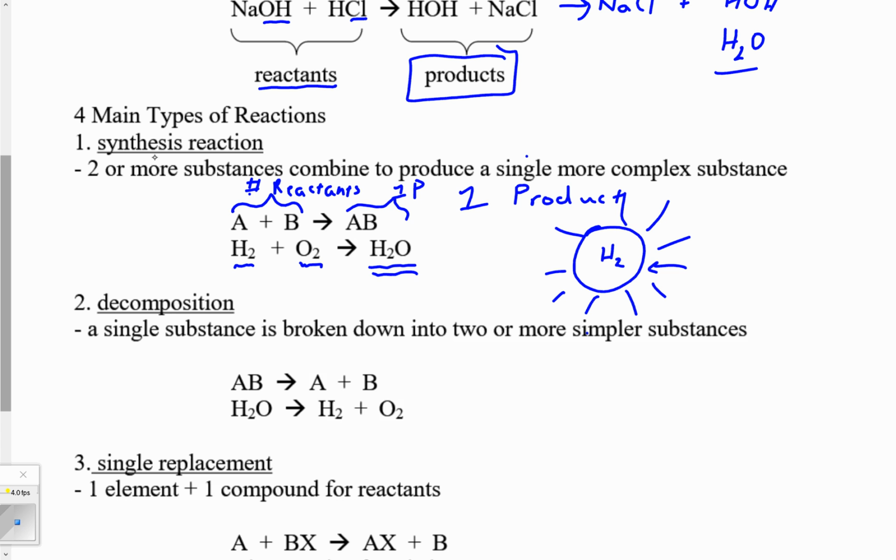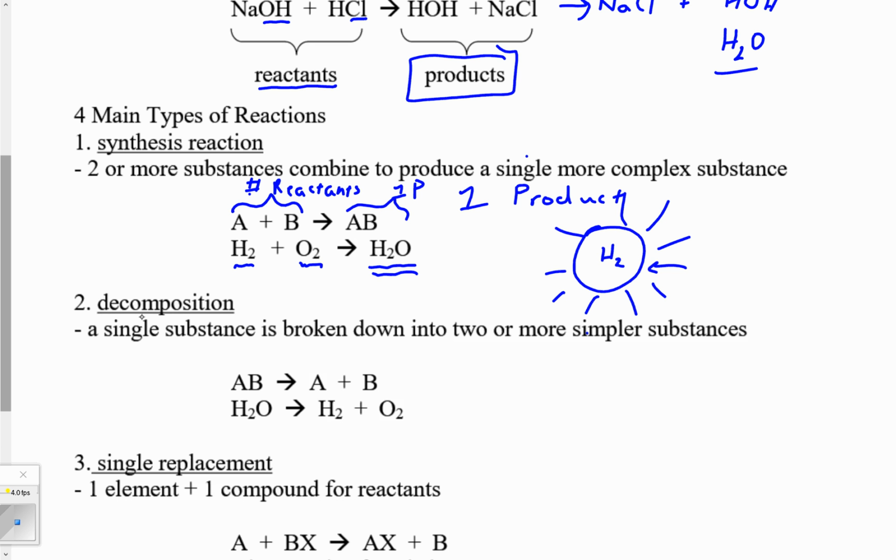So synthesis and decomposition are pretty simple. They're the exact opposites of each other. Where you have multiple reactants, and I just have A plus B, there could be 4 or 5 reactants and one product. The key is one product.